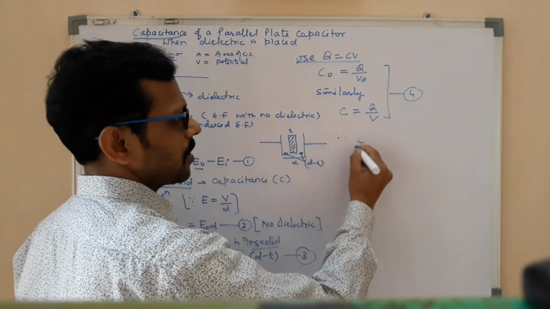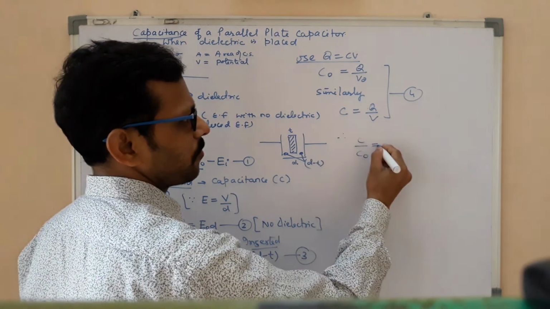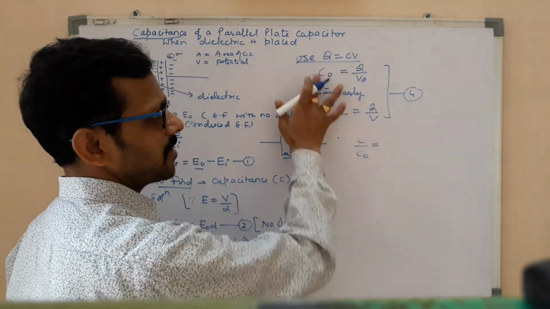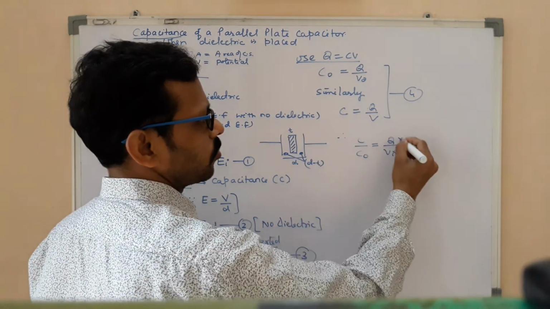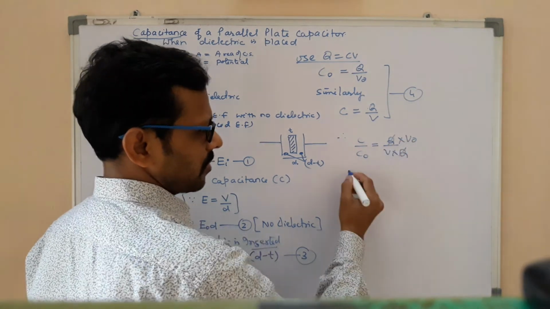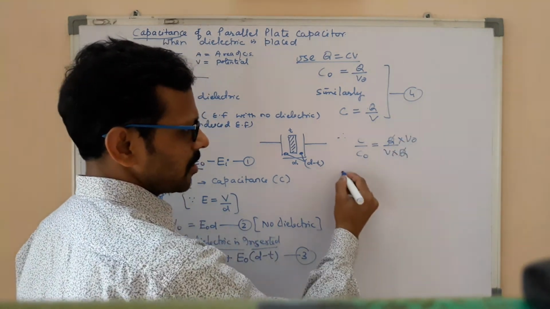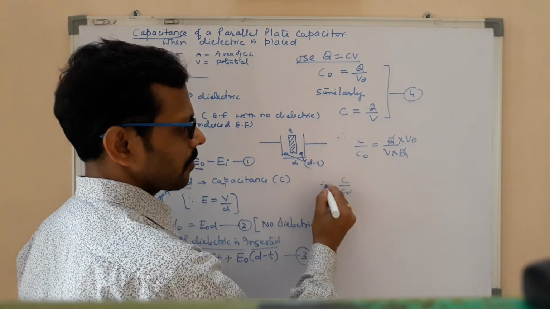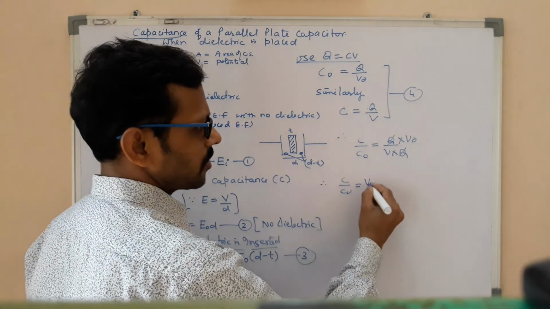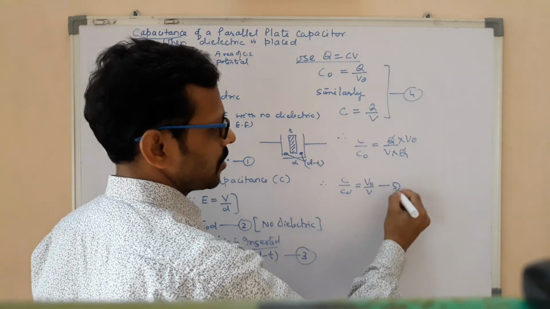Therefore, C upon C naught is equal to, when you divide this C by C naught, Q upon V into V naught upon Q. So this Q gets cancelled. Therefore, C upon C naught is equal to V naught upon V. This is your equation 5.